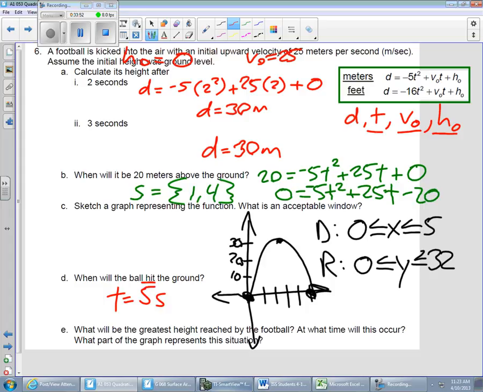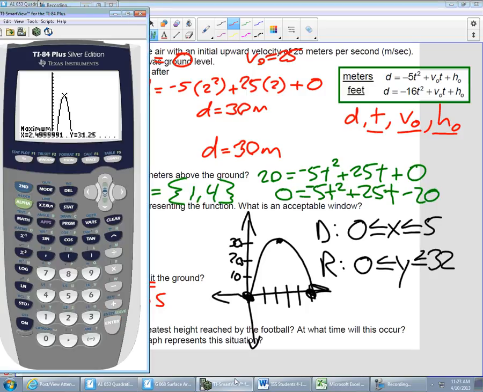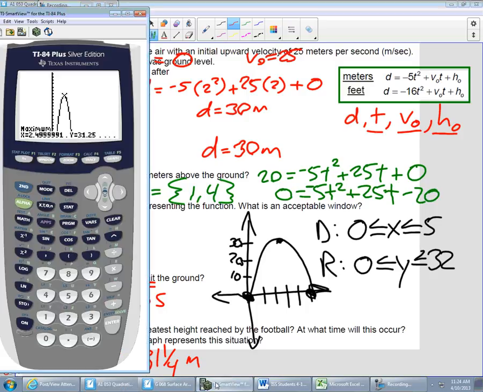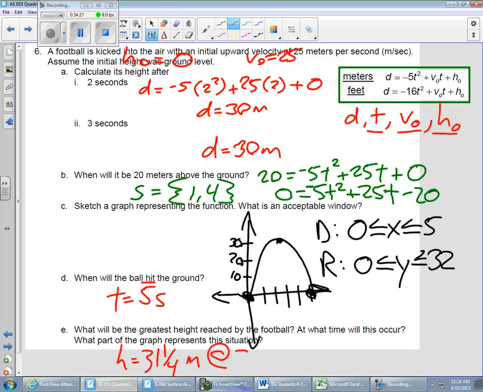What will be the greatest height reached by the football? At what time will this occur? What part of the graph represents this situation? Well, we've already answered the bulk of these questions by looking at the maximum. We calculated how high up it was. That was the max. And what will be the greatest height? The greatest height would be 31 and 1/4 meters. At what time will this occur? Well, once again, there was your independent value, your x, 2.5 seconds. That would be at 2.5 seconds.